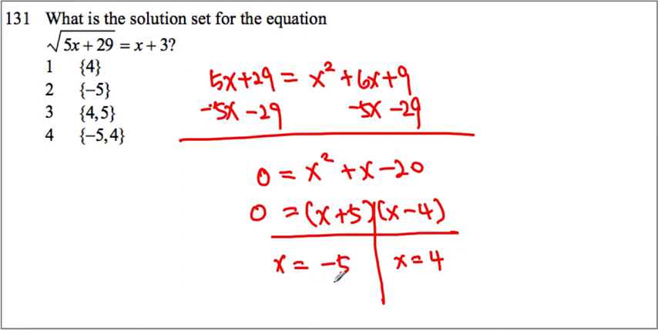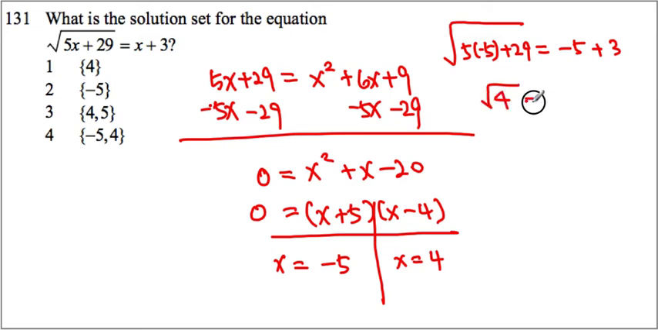So if you have to plug in negative 5, let's look at it. 5 times negative 5 plus 29, is that in fact equal to negative 5 plus 3? Here, 5 times negative 5 is equal to negative 25. So negative 25 plus 29 becomes square root of 4. While on the right side, negative 5 plus 3 becomes negative 2. Are they equal to each other? No. Therefore, negative 5 is not accepted. How about 4? Let's look at it.